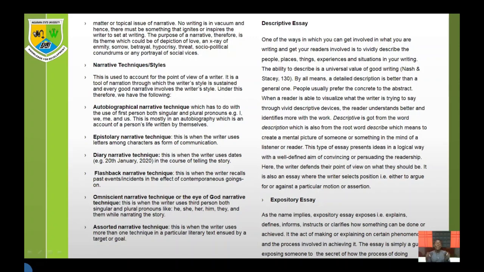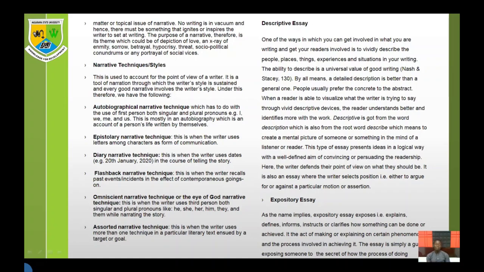As the name implies, expository essay exposes, that is, explains, defines, informs, instructs, or even clarifies or amplifies how something can be done or can be achieved. It is the act of making or explaining certain phenomenon and the process involved in achieving it.